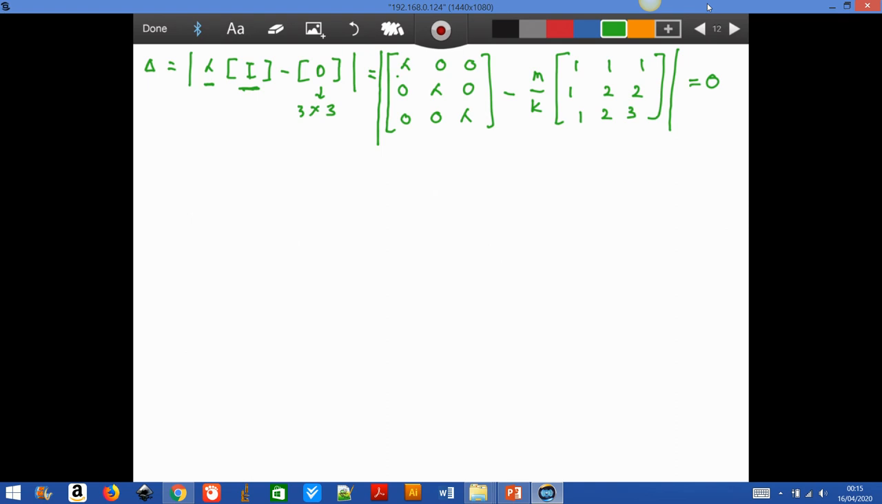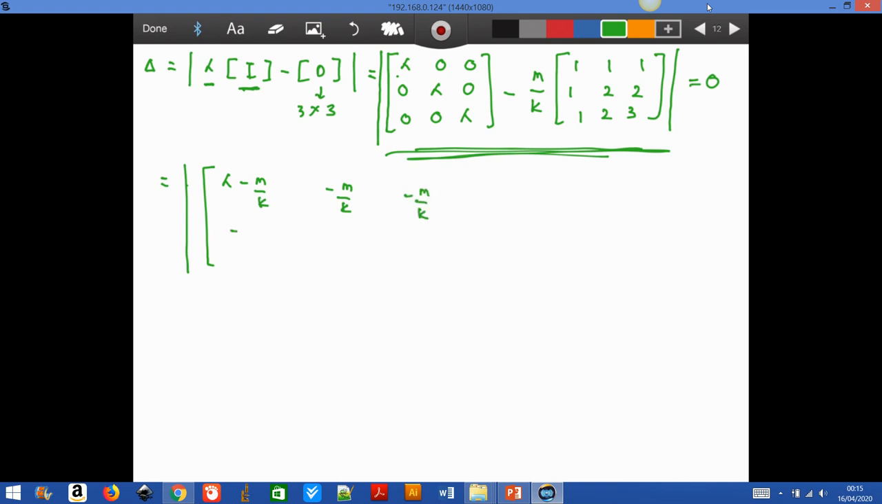In order for us to get the determinant, first we solve this one. It becomes lambda minus m over k, minus m over k. If I solve this, I get minus m over k, minus m over k, lambda minus 2m over k, minus 2m over k, minus m over k, minus 2m over k, and lambda minus 3m over k.